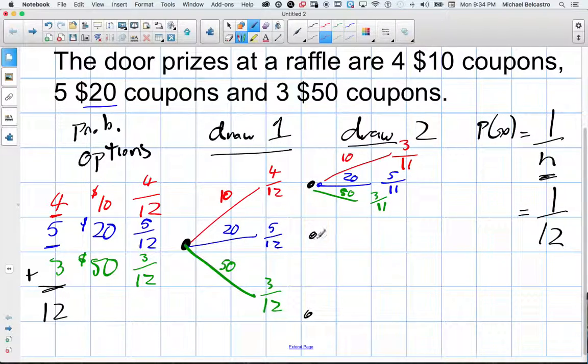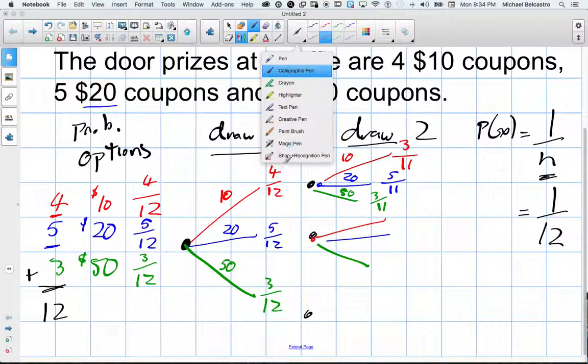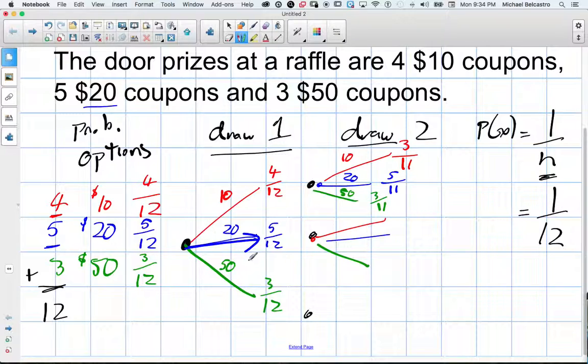Now for our next one. Same concept. We have 3 different options: red, blue, green. Great colors. In this case, we drew a $20 ticket first. So that means there are still 4 $10 tickets, but it's out of a total of 11 options.